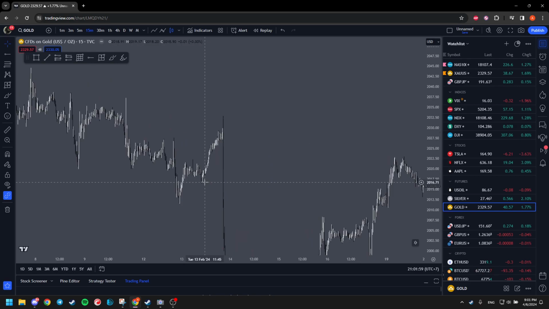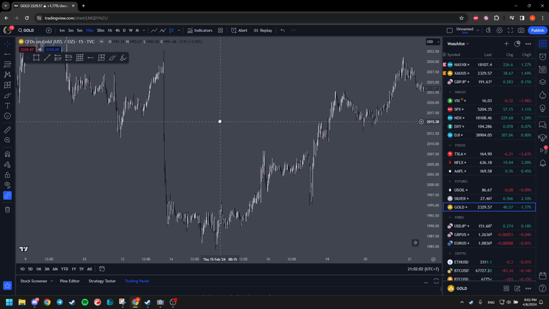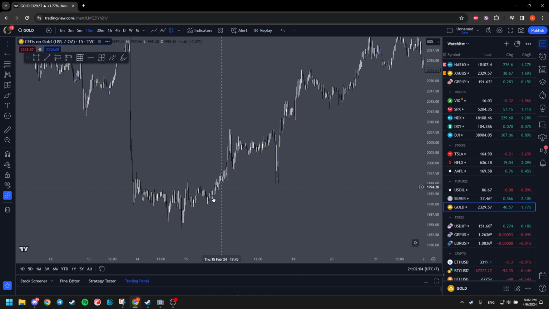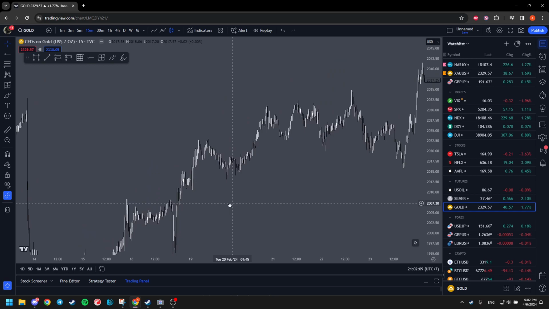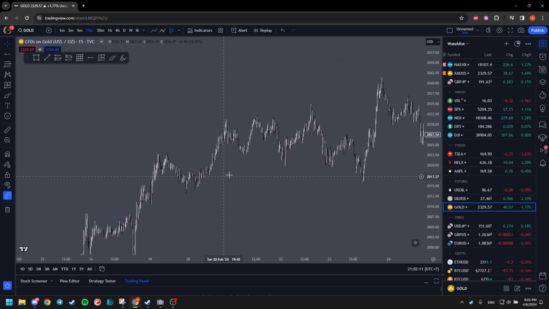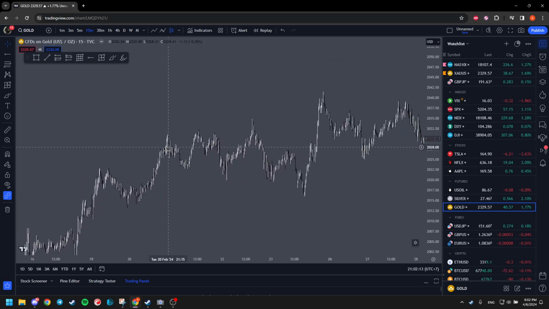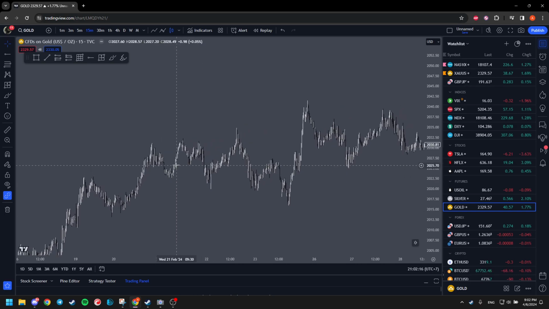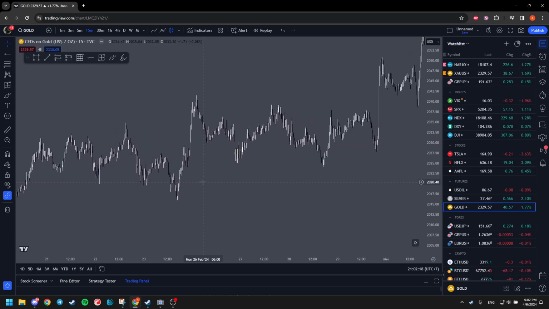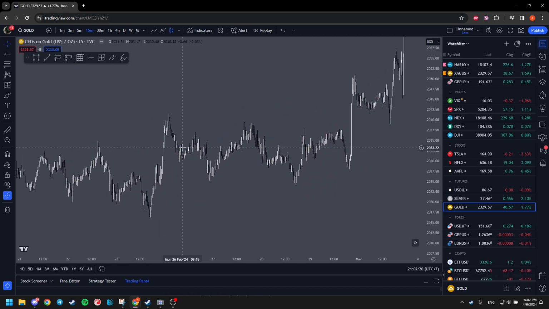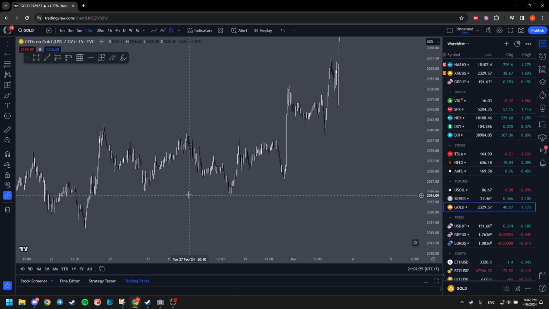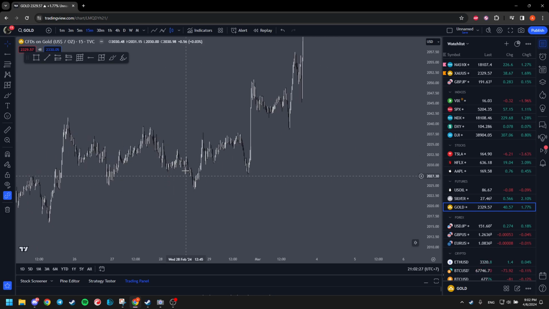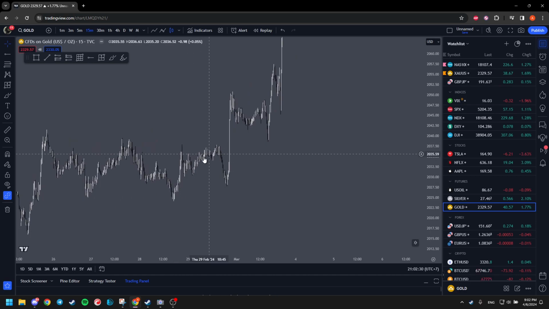This is volume. Volume to the upside. This is volume. This is a range. Range, volume, range, volume, and so on and so forth. Look, range, volume, range, volume, ranging again, volume, range, and then volume again.